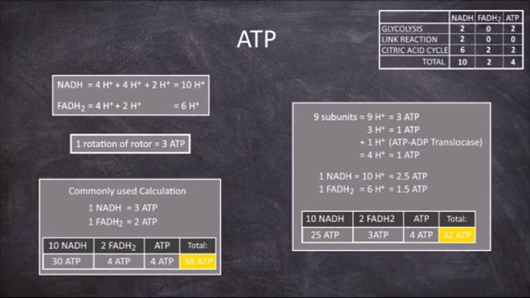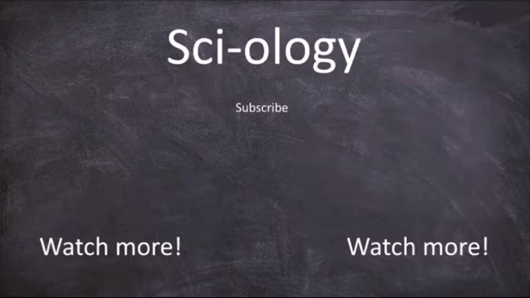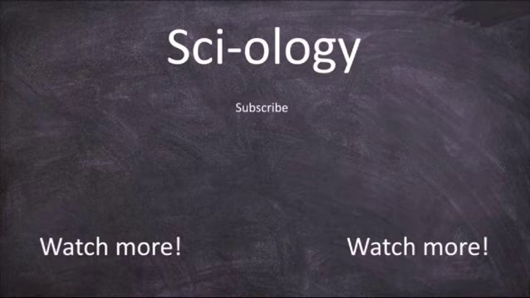Many calculations round up the estimate of ATP to 3 ATP for each NADH and 2 ATP for each FADH2, which would give a total of 30 ATP from NADH, 4 from FADH2, plus the 2 from glycolysis and 2 from the citric acid cycle, giving a total of 38 ATP for each molecule of glucose.